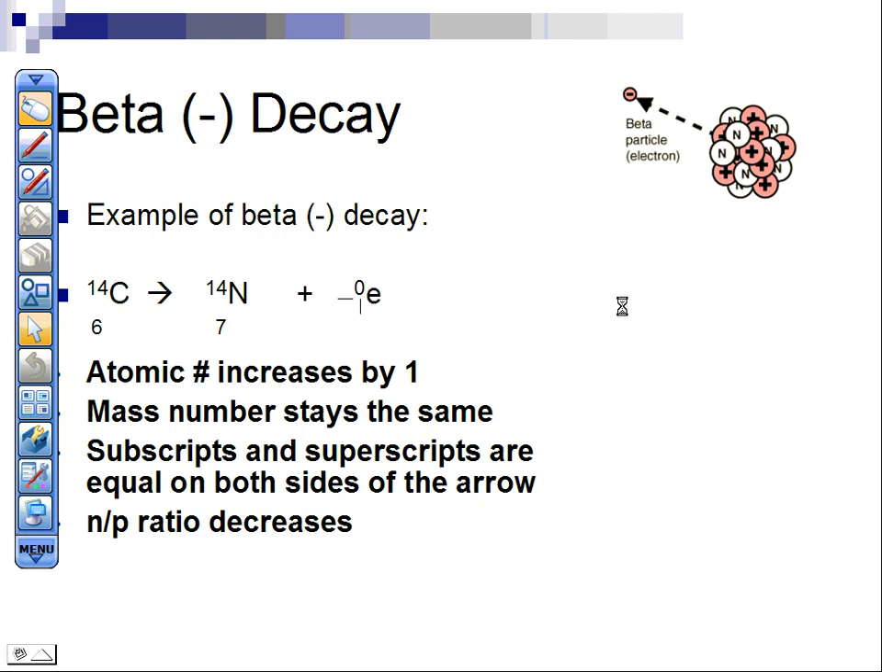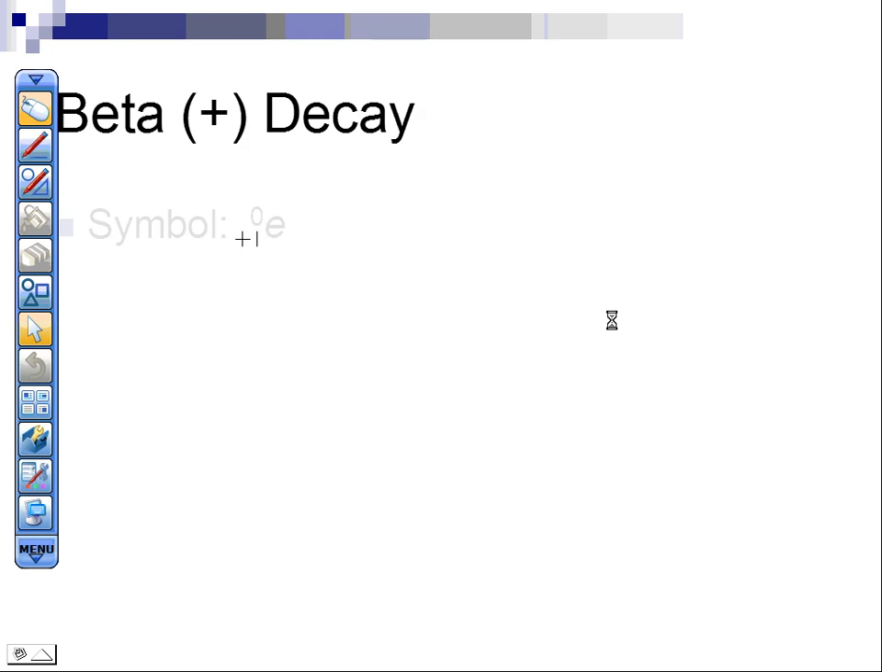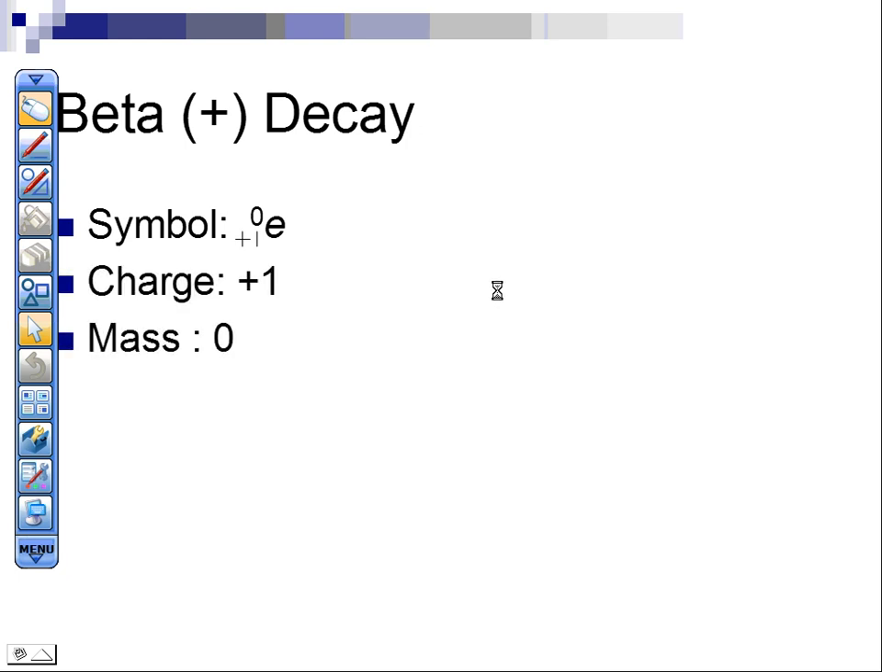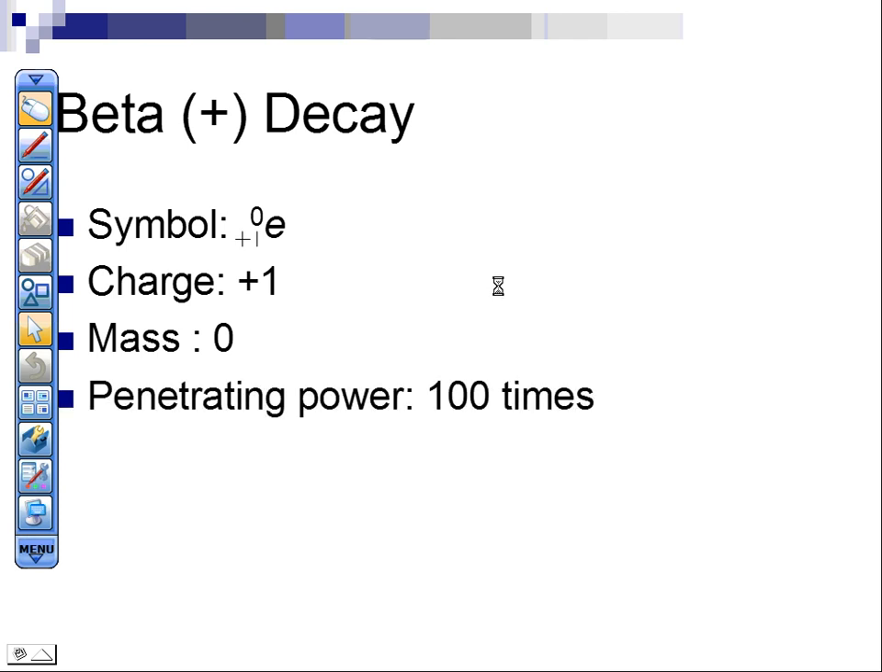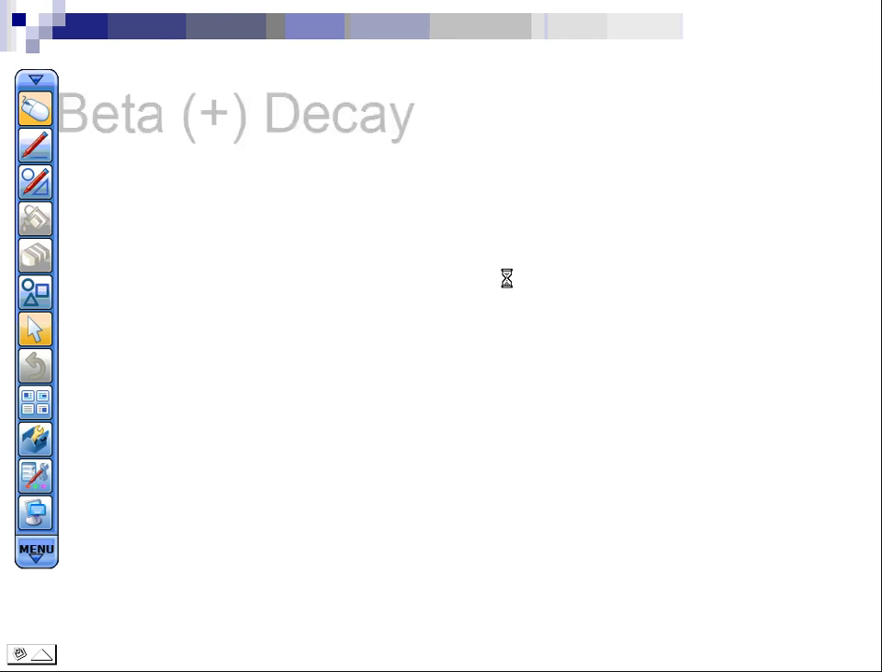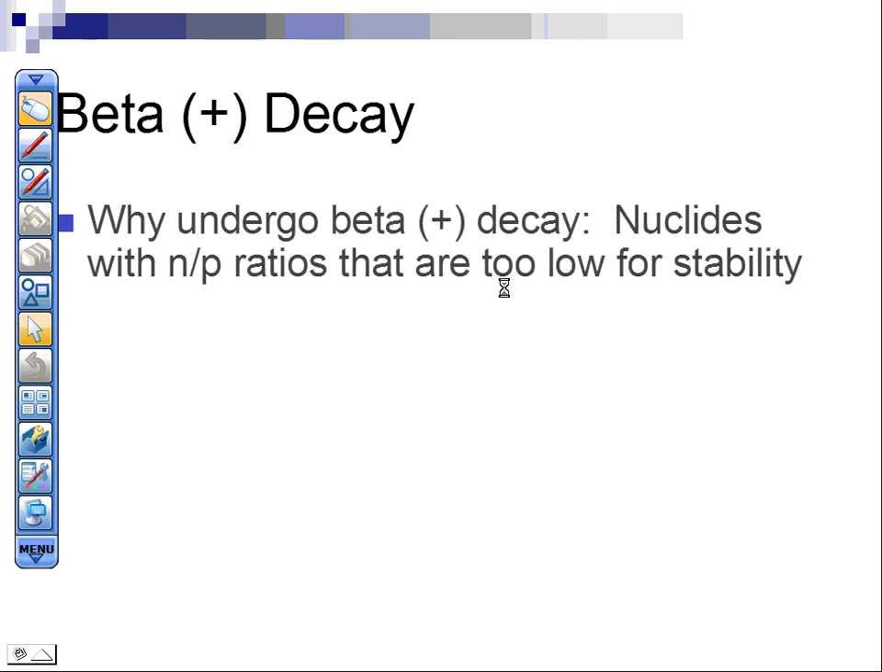Then we have the opposite of that, which is known as a beta positive decay. This is also known as a positron, like a positive electron. Its symbol is 0 plus 1 e. Its charge is plus 1, its mass is 0, and it also has a penetrating power of 100 times. Why it happens is that your NP ratio is too low. What that means is you have more protons than you do neutrons.